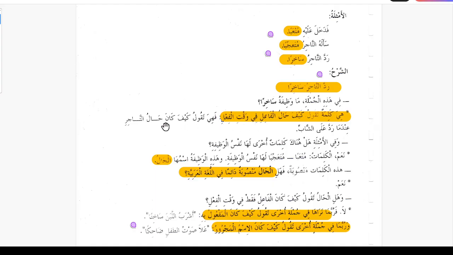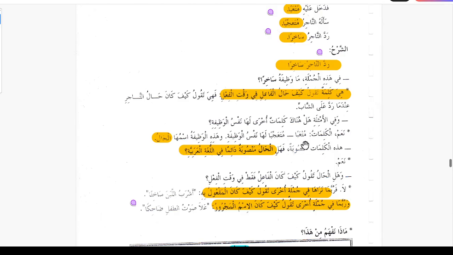Fahiya taqulu kayfa kana hal al-tajir: it tells us the state of the merchant when he responded to the young man. So in what state did he respond to the young man? He responded to the young man sarcastically. And in these examples there are other words doing the same function.